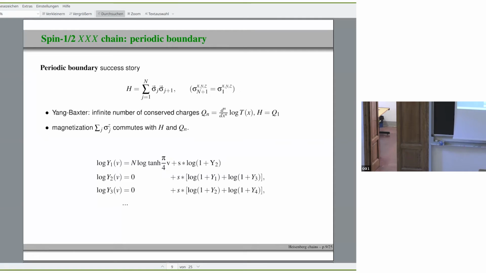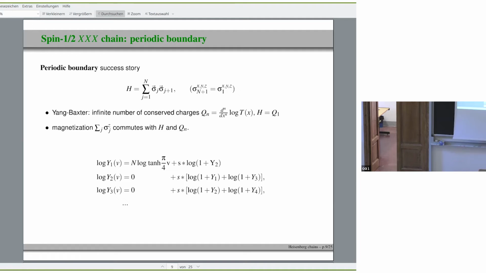Here's the Hamiltonian. We know it too well. So okay, the only intellectual challenge at this point is that here I call the number of sites of the chain n instead of L. I'm sorry. Okay, so we have Yang-Baxter. There's an infinite number of conserved charges. We use just the first one, the Hamiltonian, as the first logarithmic derivative of the T. One can look at higher derivatives. All of them commute mutually, and these are just local objects. And the magnetization, in any direction, commutes with the Hamiltonian and all of the Q's.